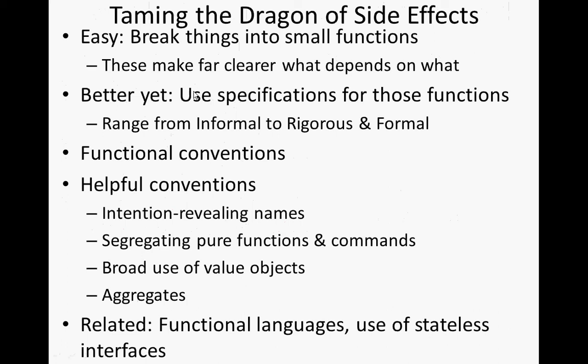So how do we deal with these things? Well, one of the best ways to lessen this cognitive overhead, lessen the troubles we have in reasoning about large sets of code, is to break these into small functions. These make far clearer what depends on what. It makes it much easier to read, far less daunting, far less tangled.